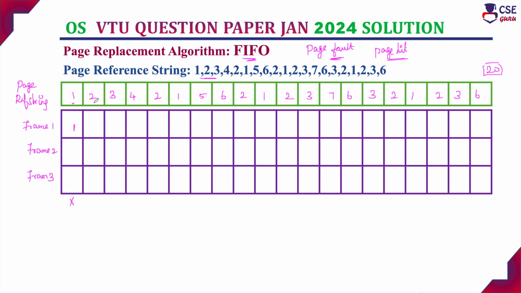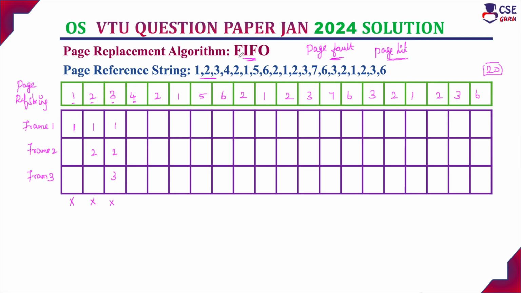Next reference string is page 2. It is not available in any of the 3 frames, so swap in into the main memory. Now it is in frame 2. Next reference string is 3. It is also not there in main memory, so swap in. These 3, by default, will be considered as page faults. Next reference string is page 4. That is also not available here.